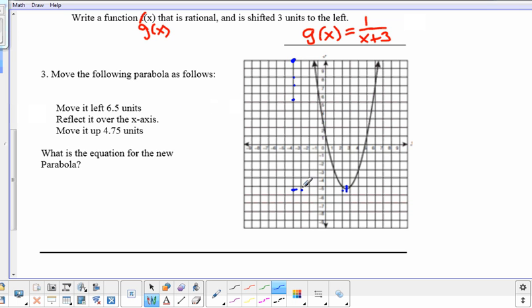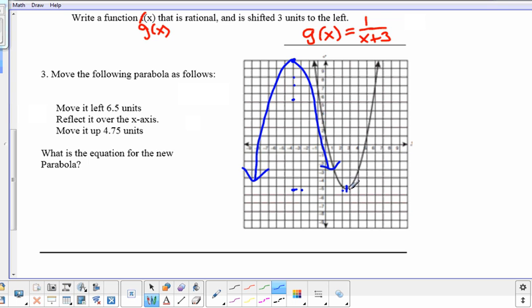And since we reflected it over the x-axis, it turned upside down. And you just have to sketch it. You don't have to draw it. So just make it look approximately like the other one looks. Like that. So what is the equation for the new parabola?